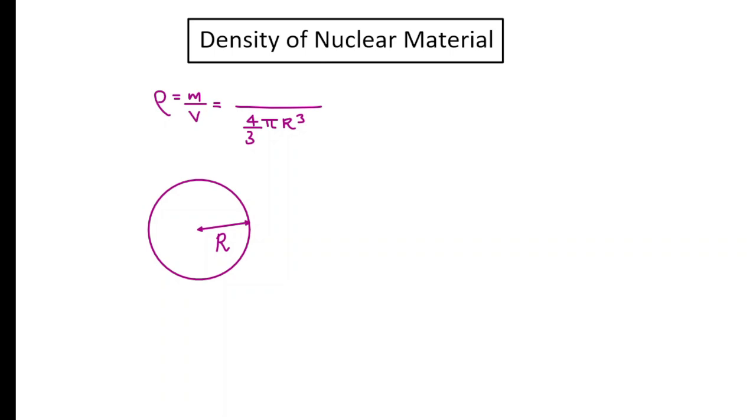The mass of a nucleus is the number of protons and neutrons in total, which is the mass number, capital A, multiplied by the average mass of a nucleon. Let's call it m nucleon. Now, if you remember the formula for the nuclear radius, capital R, is R₀ A to the power of a third. Now, I can substitute this for R in the 4/3 πr³.